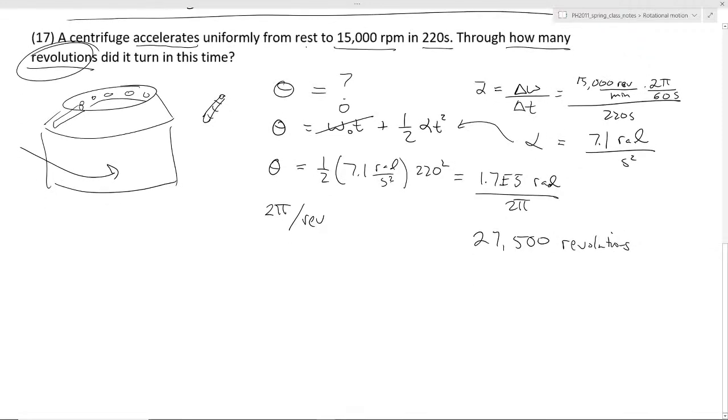Okay. So a couple things that we've exercised in this question. We've used this expression for theta as a function of omega and alpha and time. We've talked about angular acceleration, and we've distinguished between revolutions and radians. So what do you think of this question? Or what questions do you have about this?